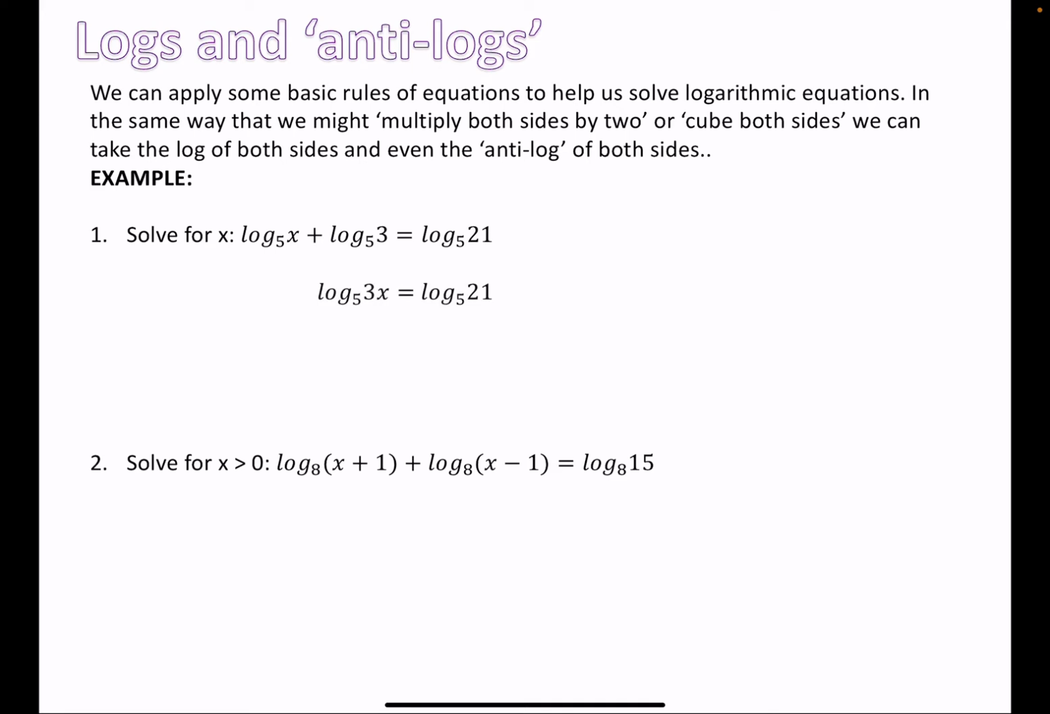So we can apply the rules to the left-hand side, in which case we can simplify that to log base 5 of 3x. So therefore, if log base 5 of 3x is equal to log base 5 of 21, then 3x must equal 21. And from there, it's nice and straightforward. x would just equal 7.